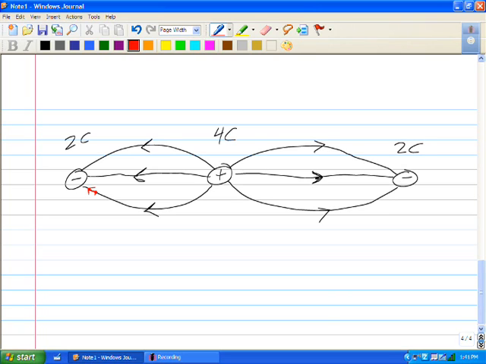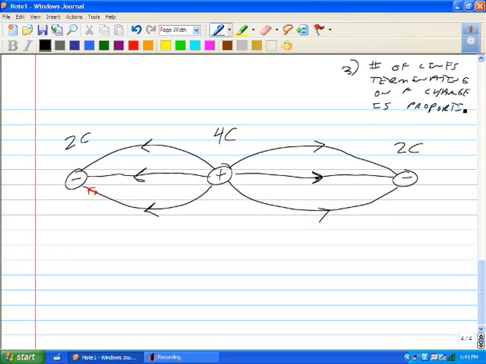All right, so the third convention says that the number of lines terminating on a charge is proportional to the magnitude of the charge.